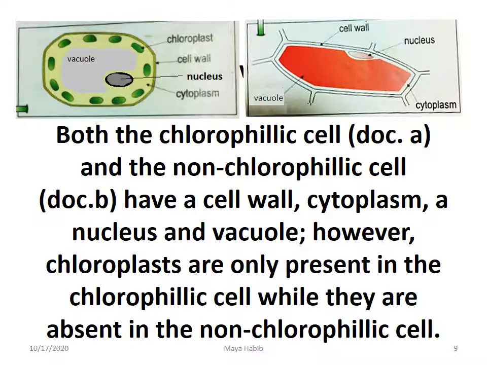Please correct your answers. You have seen that in both cells, there is cell wall, cytoplasm, nucleus and one large vacuole. But the difference was the presence and absence of chloroplasts. You can see that chloroplasts were only present in the chlorophyllic cell but absent in the non-chlorophyllic cell. Of course your answer should include the similarities followed by the differences.